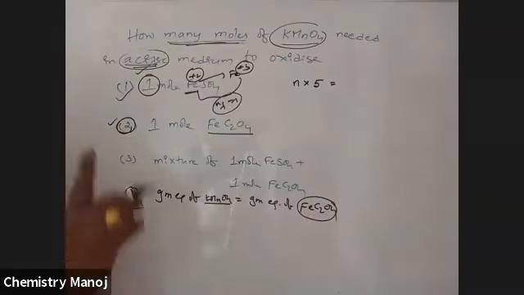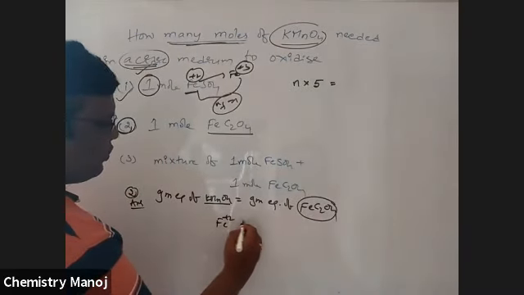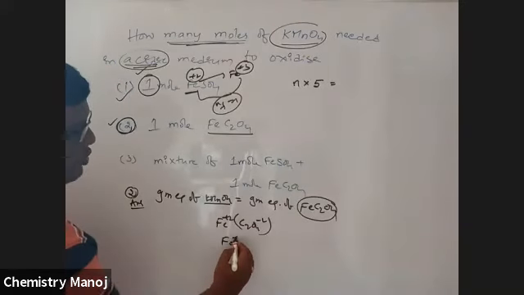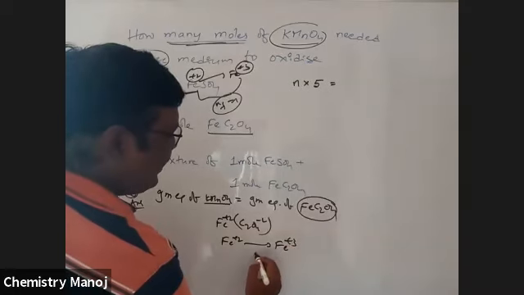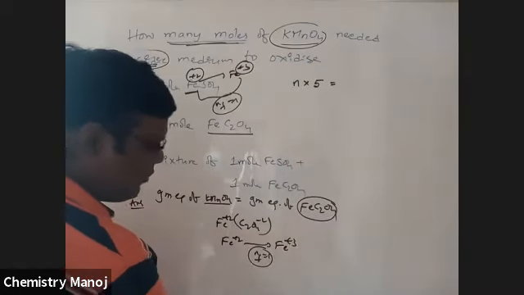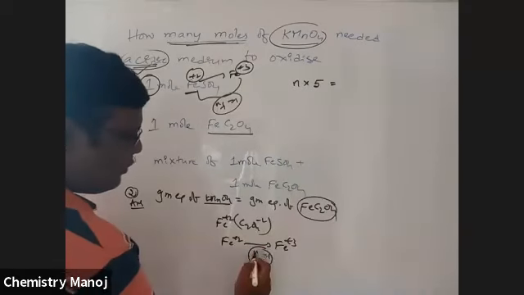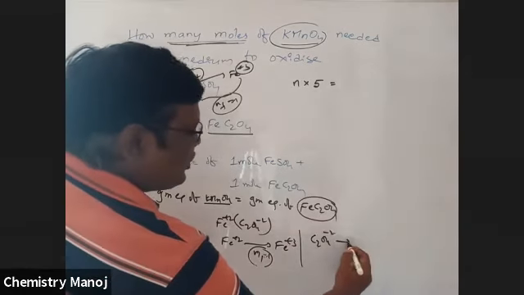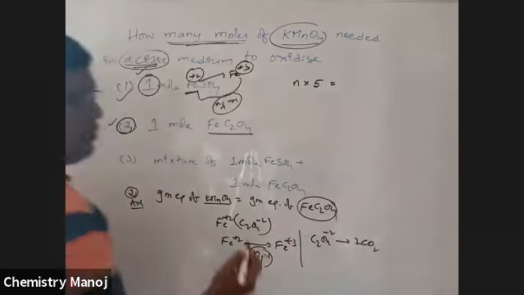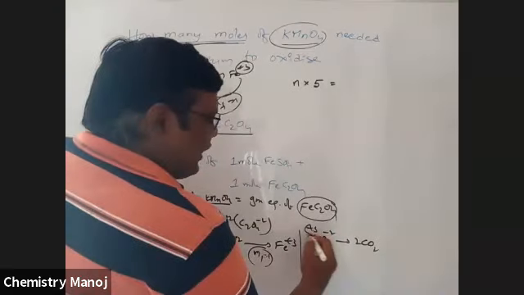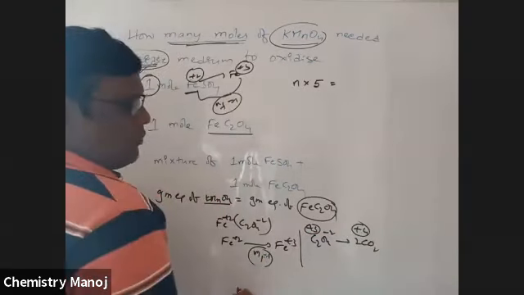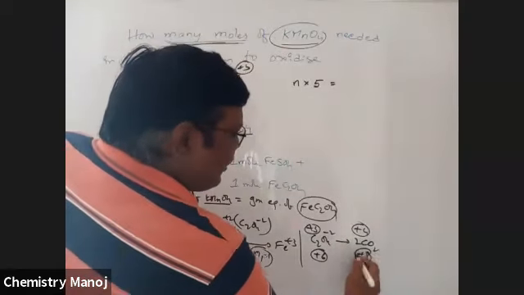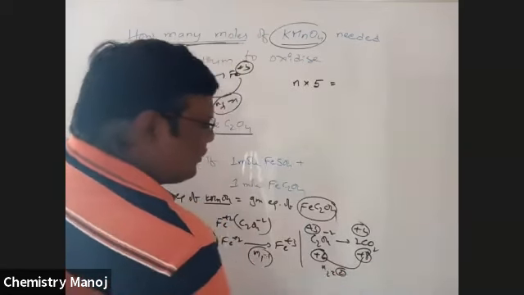FeC2O4 is Fe plus 2 and C2O4 minus 2. Fe plus 2 changes to Fe plus 3, so n factor is 1 in this case, let it be n1. C2O4 minus 2 changes to 2 CO2: here plus 3, here plus 4. So 2 into plus 3 is plus 6, 2 into plus 4 is plus 8, and the difference is 2, that is the n factor.